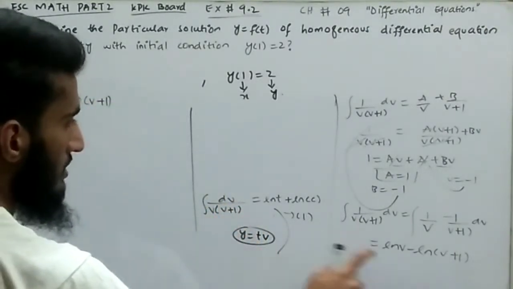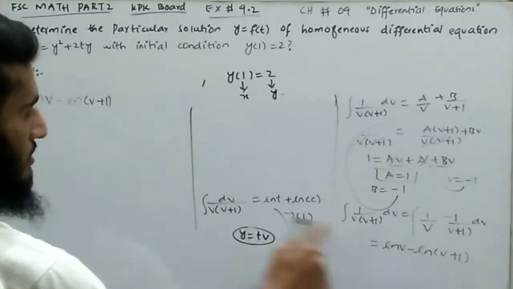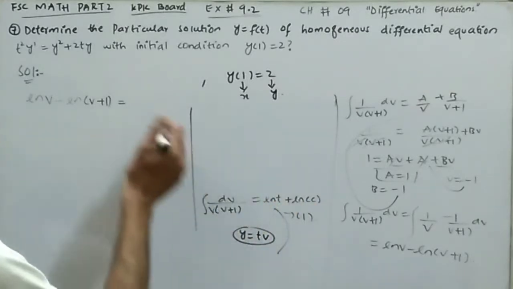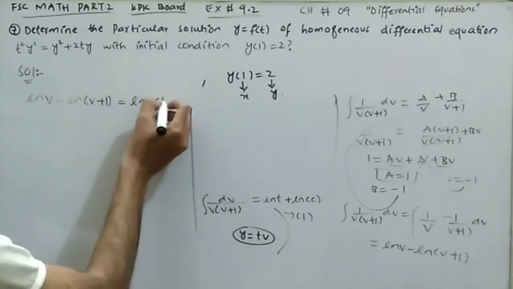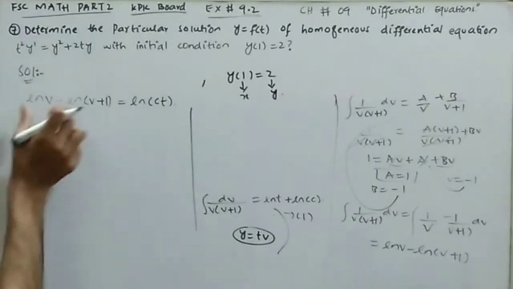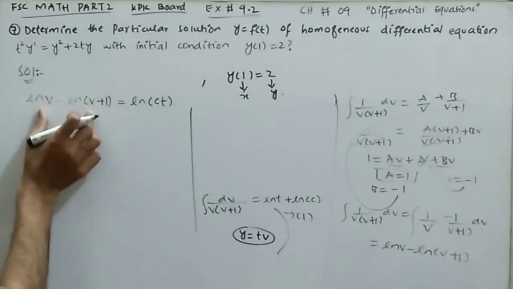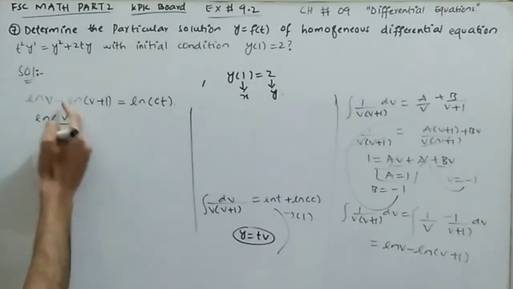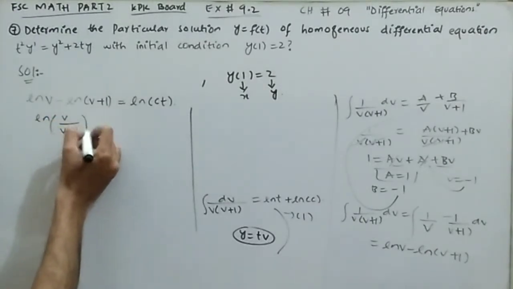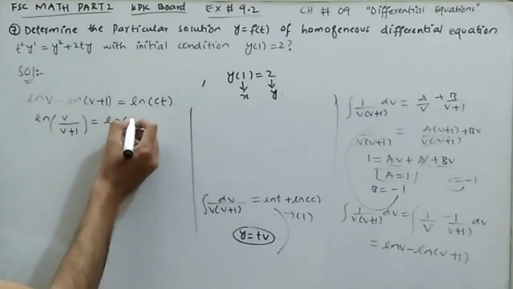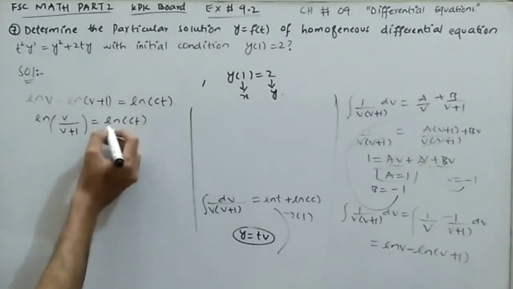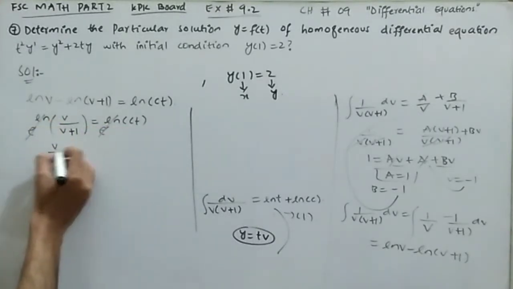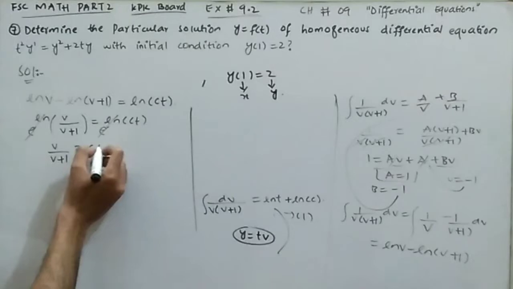dv over v into v plus 1 is equal to ln of v minus ln of v plus 1, which is equal to, over here the product rule will be used, so c will multiply with t, it becomes ln of ct. Now on this side, the subtraction formula of natural logarithm will be used, it becomes ln of first divided by the second, because over here we have a subtraction sign, is equal to ln of ct. Now we take the opposite of ln, which is exponential, on both sides, so they cancel out with each other. We are left with v over v plus 1 is equal to ct.